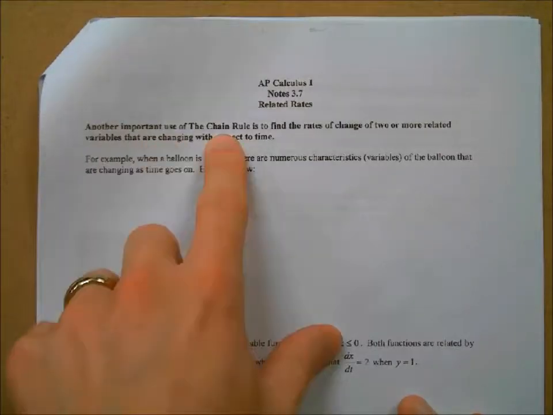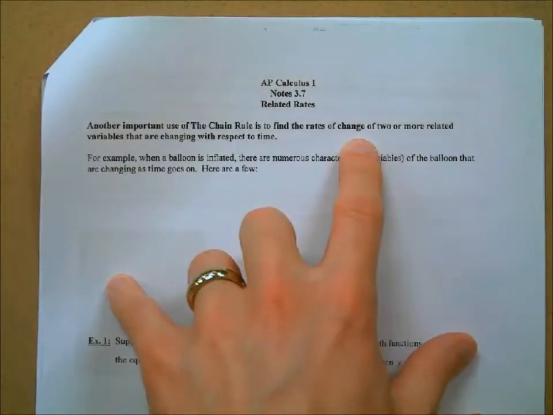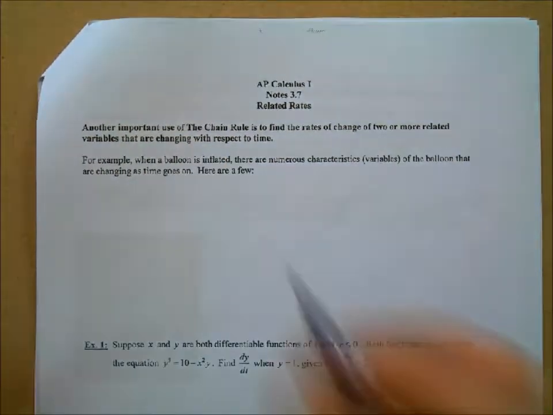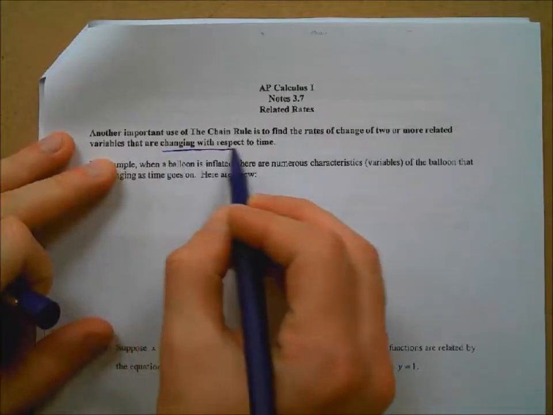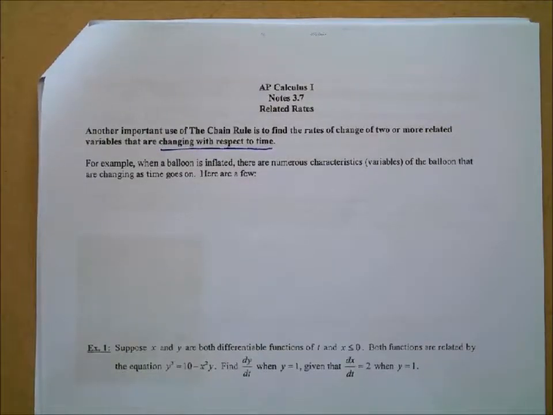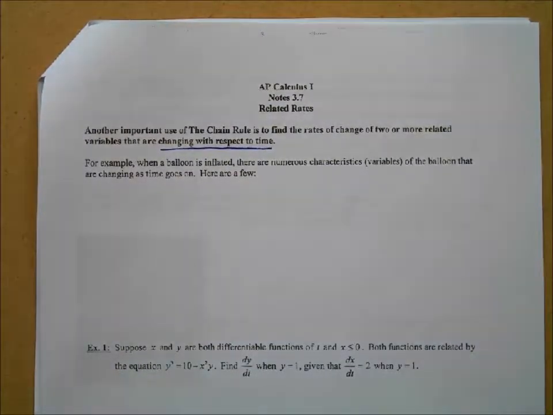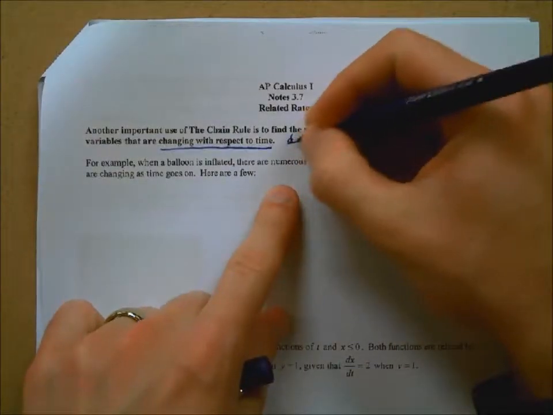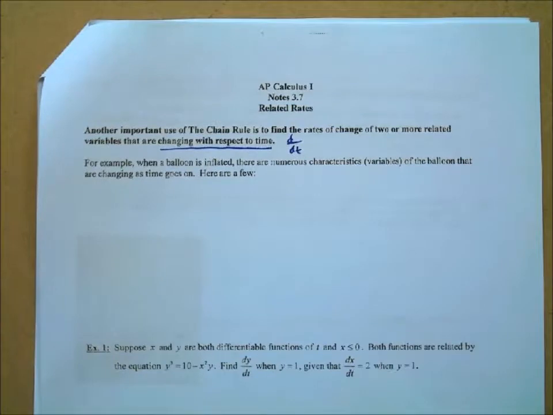So an important use of the chain rule is to find the rates of change of two or more related variables that are changing with respect to time. Changing with respect to time means we're going to be taking the derivatives of these situations with respect to what variable? T, because we normally use T. And so it'll be d something over dt.